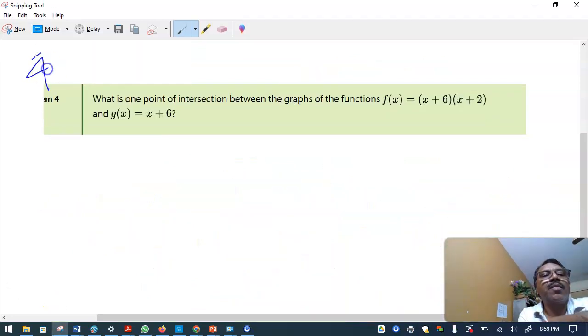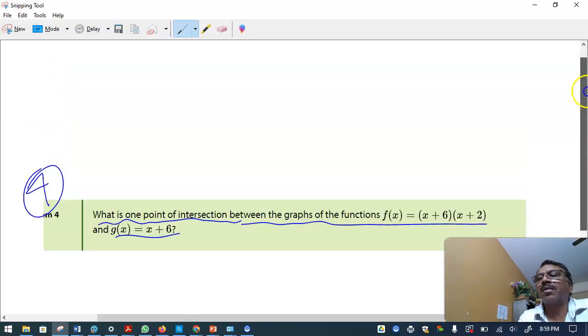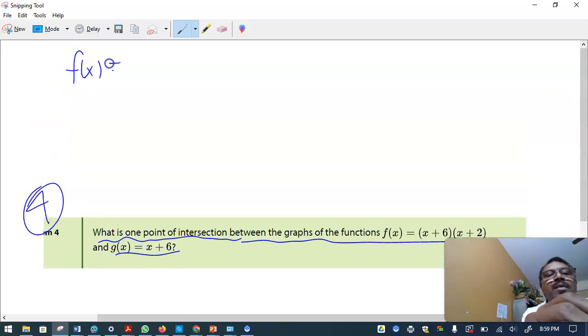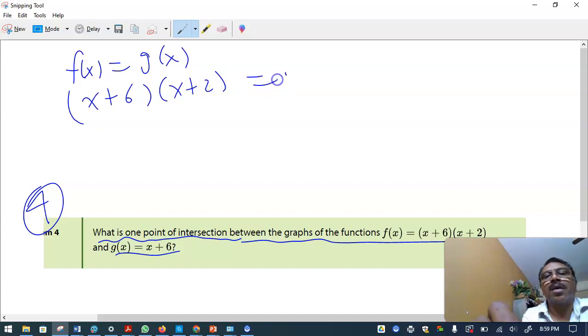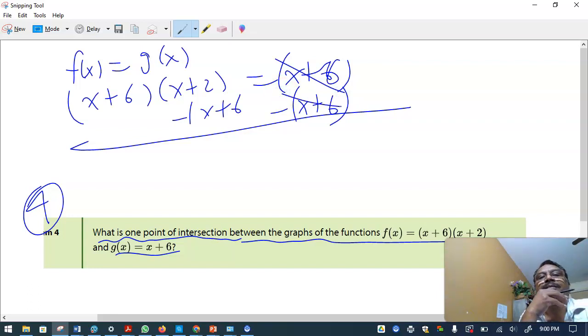So question number 4 says, what is the one point of intersection between the graph of this and this? So if you want to know the point of intersection, all you do is put f of x equals g of x. So you have to say, okay, the f of x is x plus 6 and x plus 2, and the other one is x plus 6. So all you do is subtract both sides x plus 6 and subtract x plus 6. So that way this goes away. And on the left side, the right side will be 0 and this will be x minus 6 here. So let's write that step.